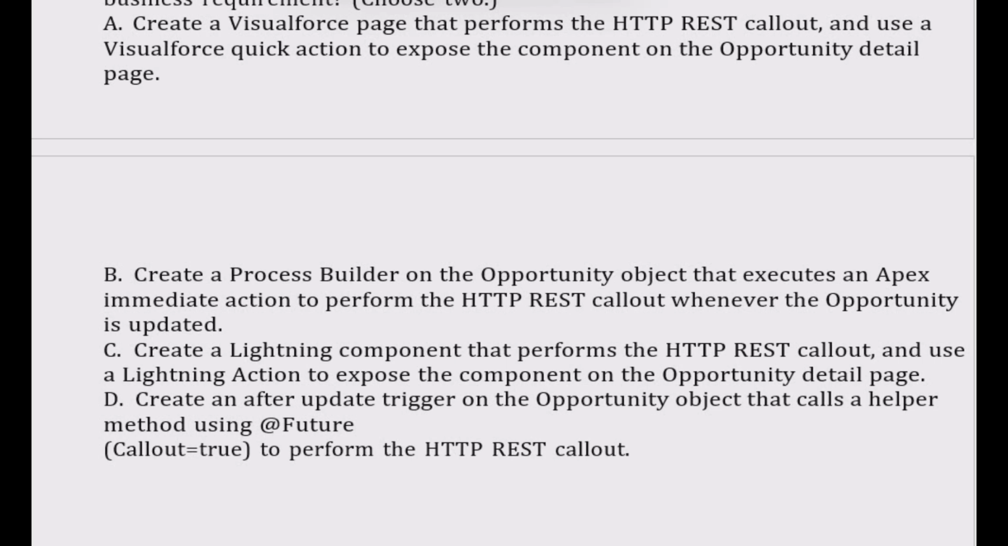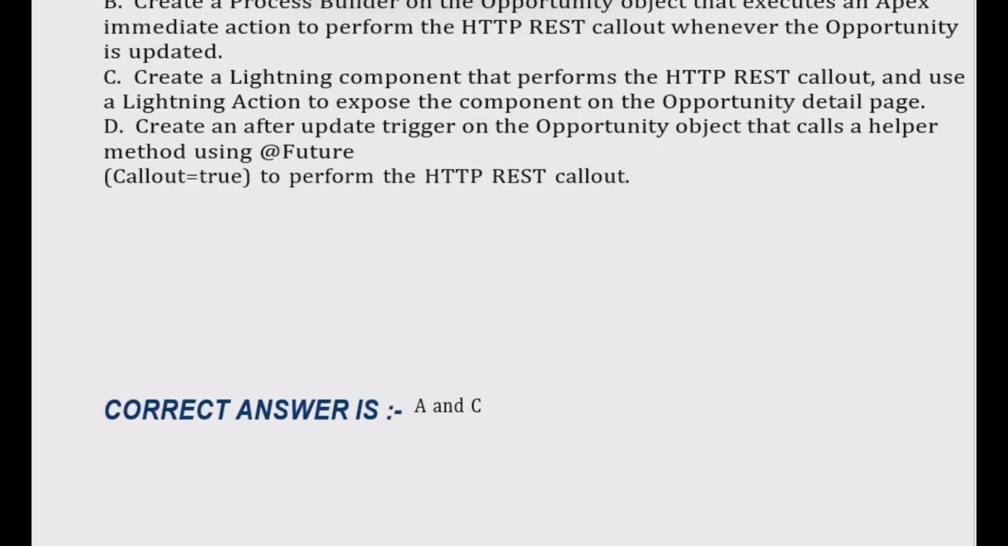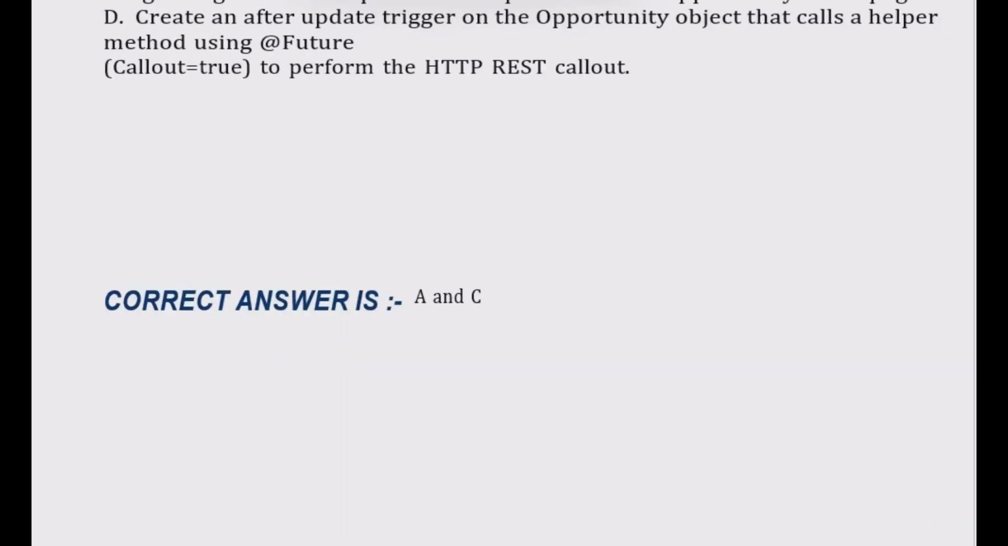Option D. Create an after update trigger on the opportunity object that calls a helper method using @future(callout=true) to perform the HTTP REST callout. Correct answer is option A and option C.